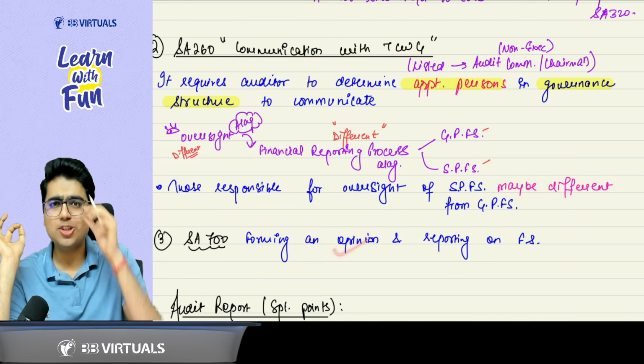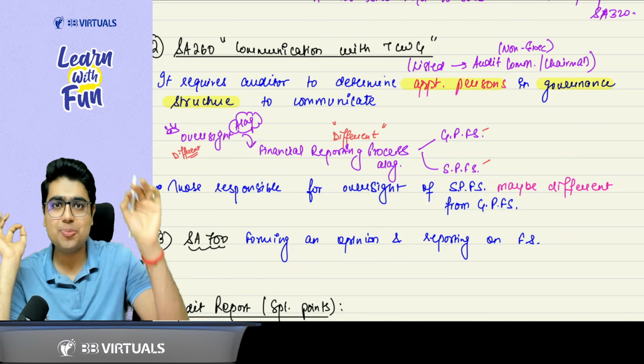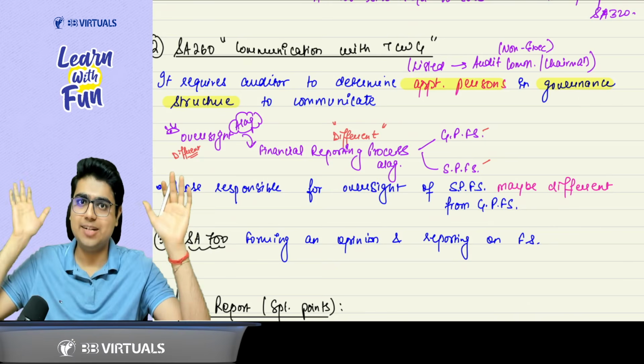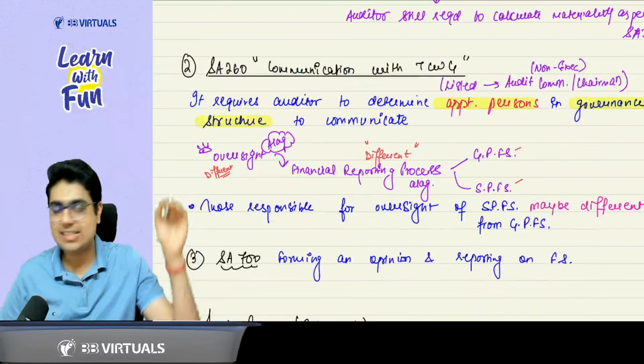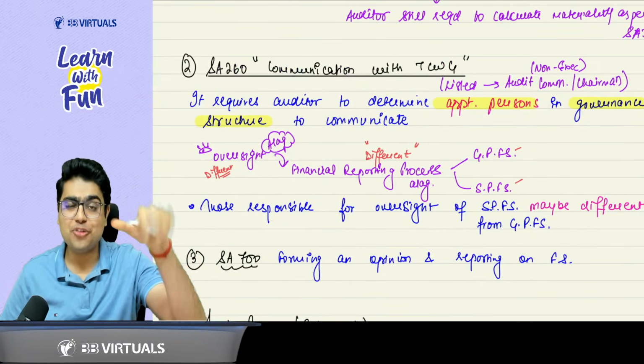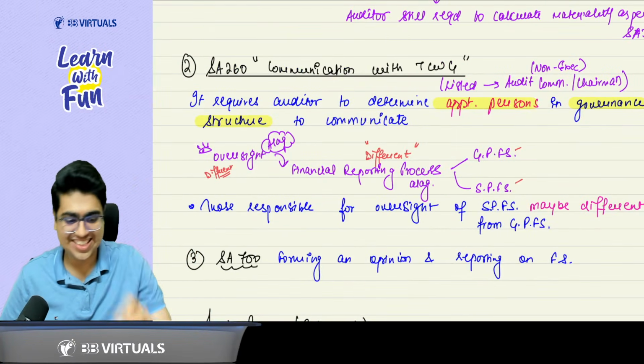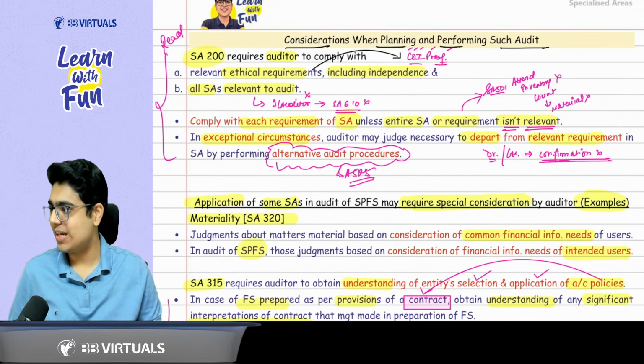And SA 700 talks about a very simple thing, forming an opinion and reporting on the financial statement. Now, what are the specialties of audit report that we will cover just now? Let's just revise whatever we covered till now from the book. Revision in revision. So everyone, please come to the book. Let's revise it from the book.